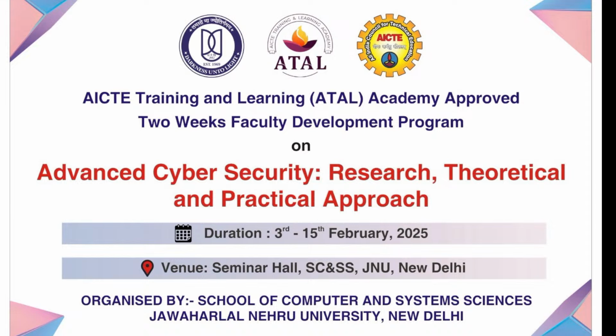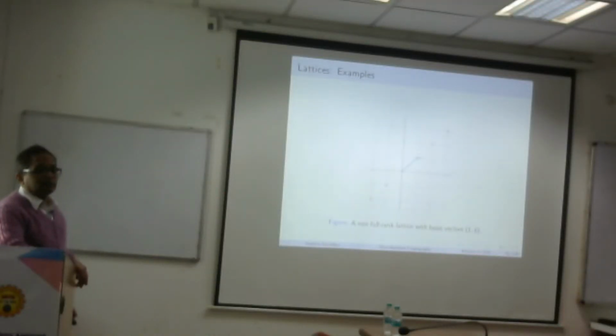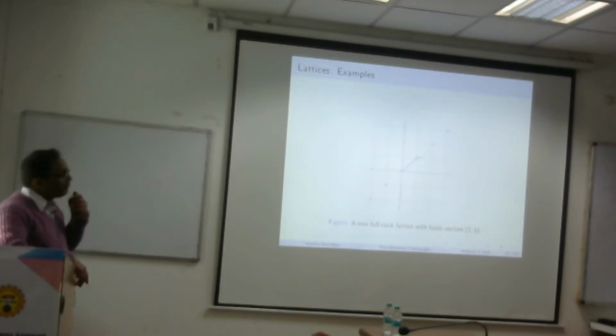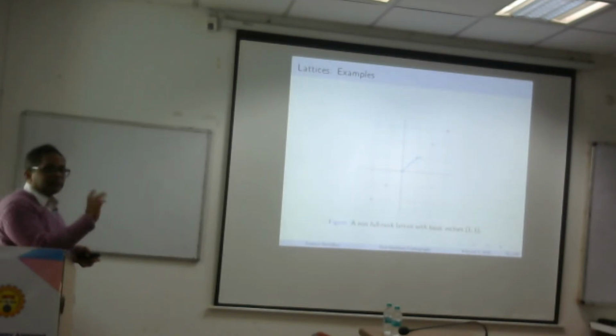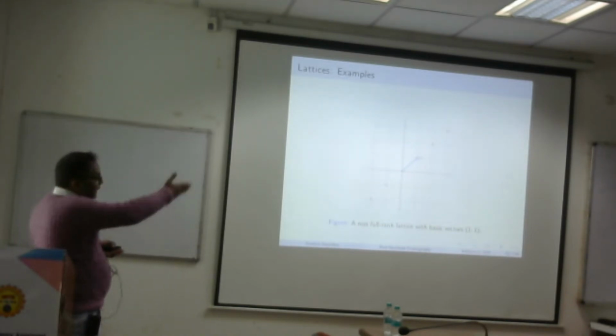So here is another example. This is a two-dimensional lattice, but I have only one basis vector, so I can cover only much smaller vectors. And in this case, the basis vector is only one. So it is also a sub-lattice, but it is not even full rank. Earlier at least it was full rank, now it is not even full rank. So it's a two-dimensional lattice, but only one basis vector. So I am covering only some small part of it, only a straight line.